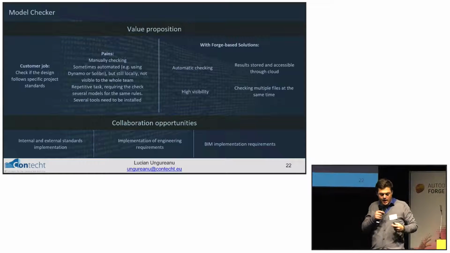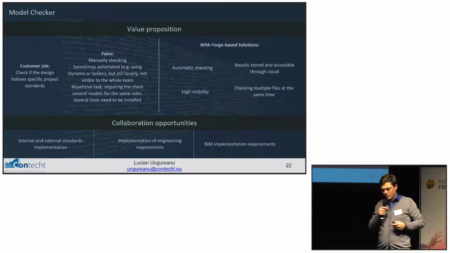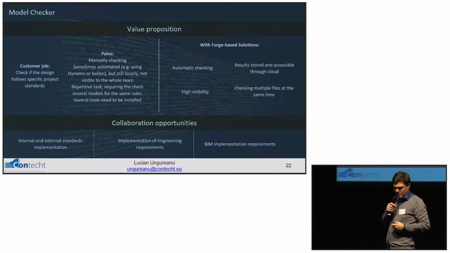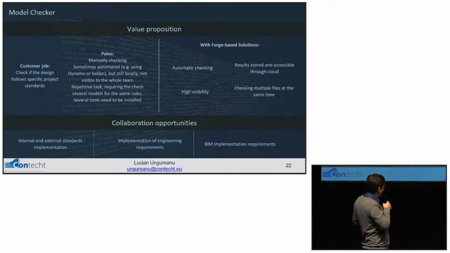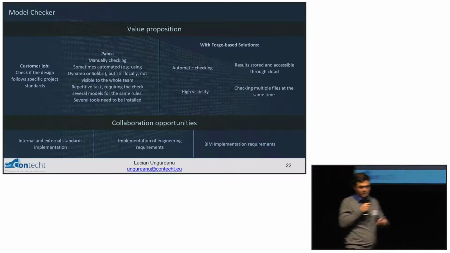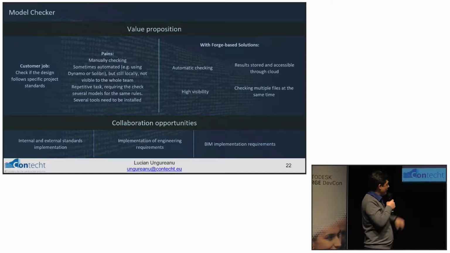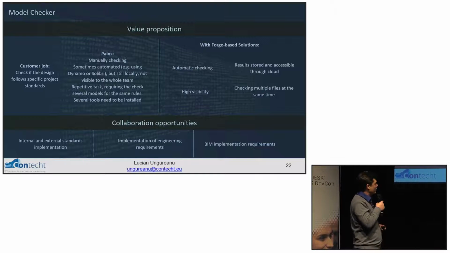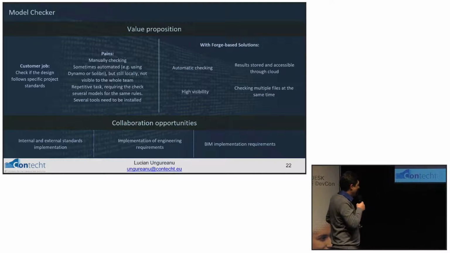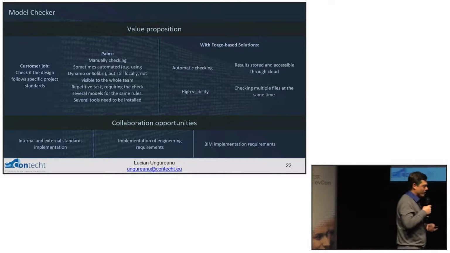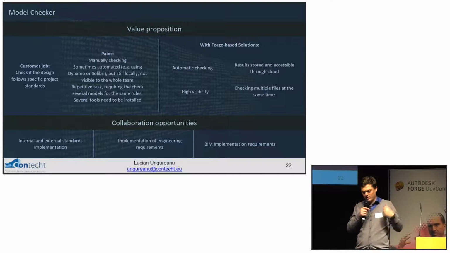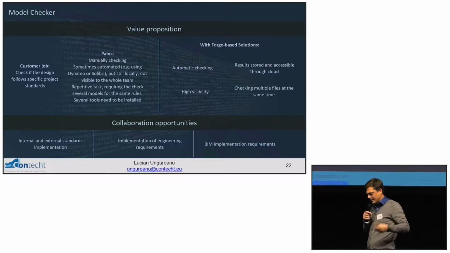if maybe something went wrong, and something which was in good shape during the previous check is no longer fulfilling the standard requirements. So with a Forge-based solution, we can run automatic checking because it's in the cloud. You have high visibility, results stored and accessible through the cloud, and checking multiple files at the same time. That's possible. And then, from the business perspective, some collaboration opportunities. After that, I will just jump into a video showcasing the model checker.